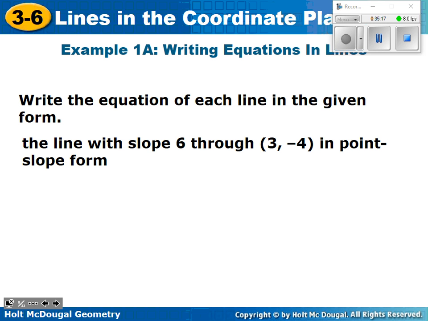Point slope form. So the first thing you're going to do is find out what form do I have to write it in. If it doesn't tell you, you get to choose. But if it tells you, you have to do it in the form they tell you to use. Point slope form. What is point slope form? Very good. Okay, you have to memorize it. You have to know that.